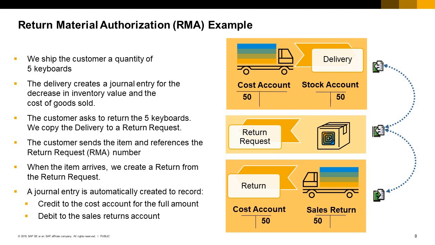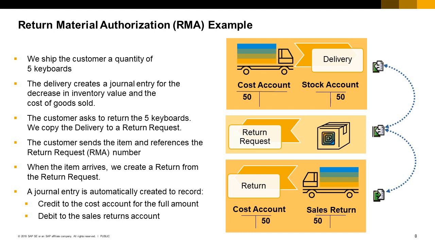The customer asked to return the 5 keyboards. We copied the delivery to a return request. The customer sends the item and references the RMA number. When we use copy to in the return request, a return is automatically created. When the return is processed, a journal entry is created to record a credit to the cost account for the full amount and a debit to the sales returns account.